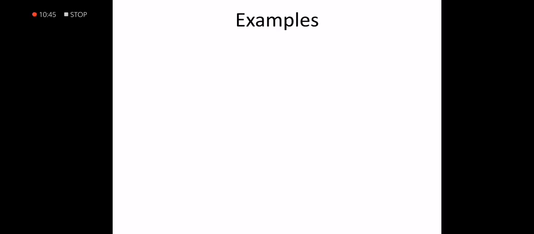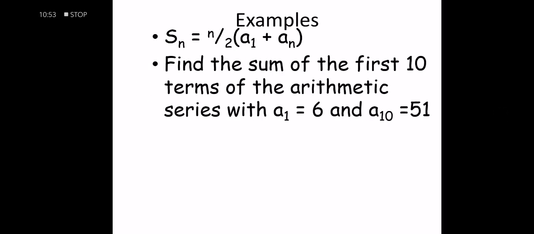So in order for you to easily understand it, let us have an example. Okay, so using the formula S sub n equals n over 2 times a sub 1 plus a sub n, we are asked to find the sum of the first 10 terms of the arithmetic series with a sub 1 equals 6 and a sub n equals 51. We are asked to find the sum of the first 10 terms. Yung a sub 10 natin ay 51. That means given yung ating last term. And our last term is 51 kasi pang 10 siya.